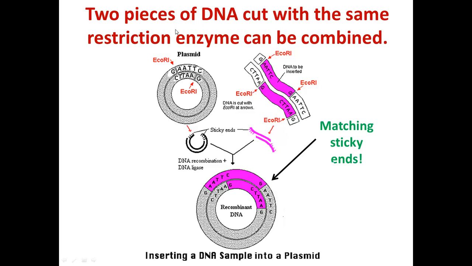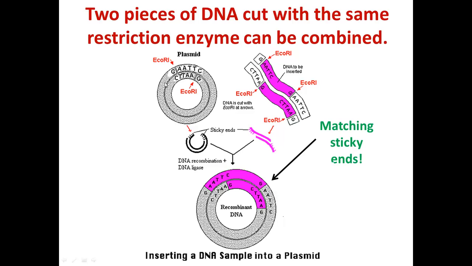Here we have two pieces of DNA that are cut with the same restriction enzyme. Our plasmid is cut with this restriction enzyme EcoR1, and then we cut our foreign DNA with the same restriction enzyme. When that happens, we have matching sticky ends, which allow these two pieces of DNA to form hydrogen bonds with one another because the sticky ends are complementary, and then we can seal any remaining nicks in the sequence with our DNA ligase. Just like we learned about in the replication chapter, DNA ligase can seal those remaining nicks.